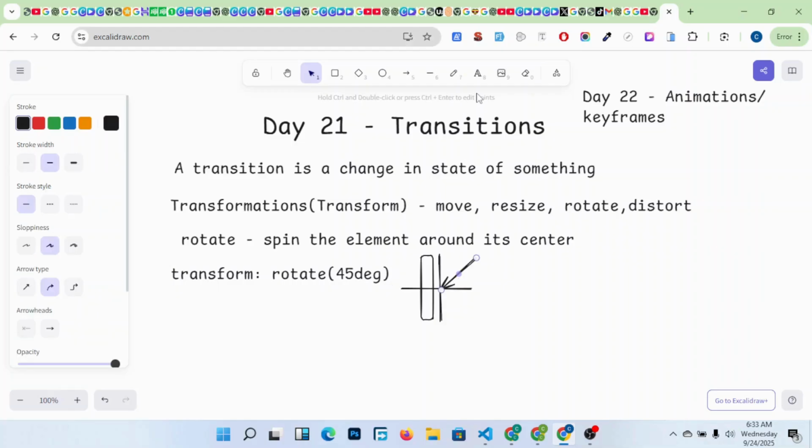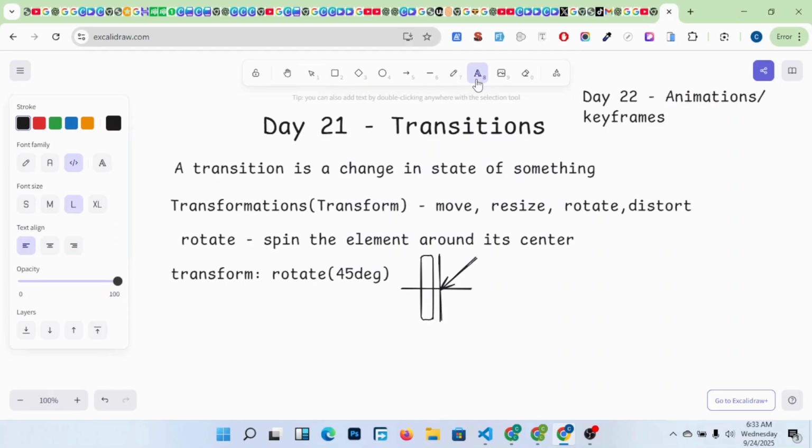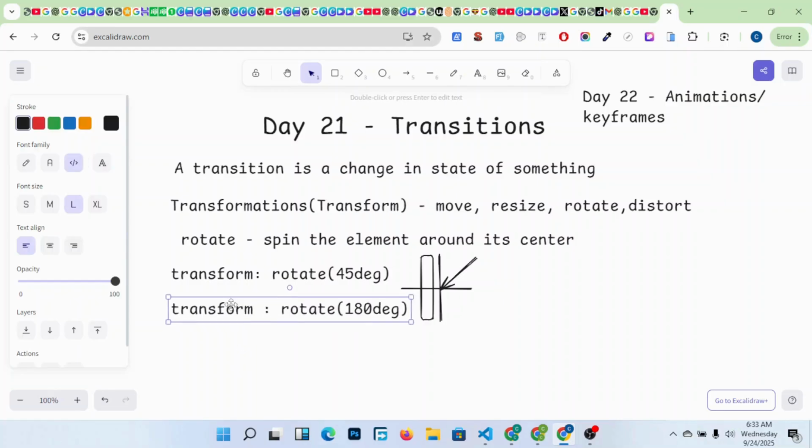Okay? So there's another that I can maybe talk about. I can even say transform rotate, and I can say maybe 180 degrees. Okay? This one here means that it will rotate. If its position has been here, it will rotate from here and come up to this side here to form 180 degrees. You see?